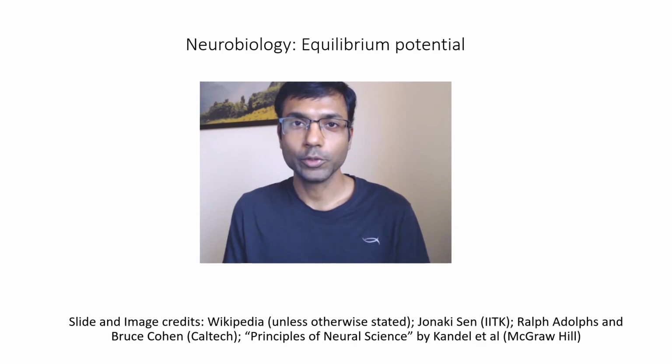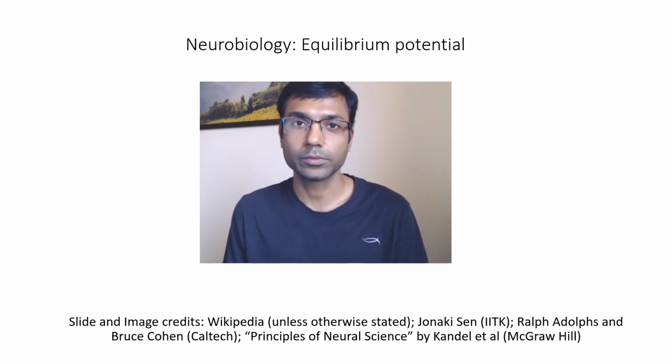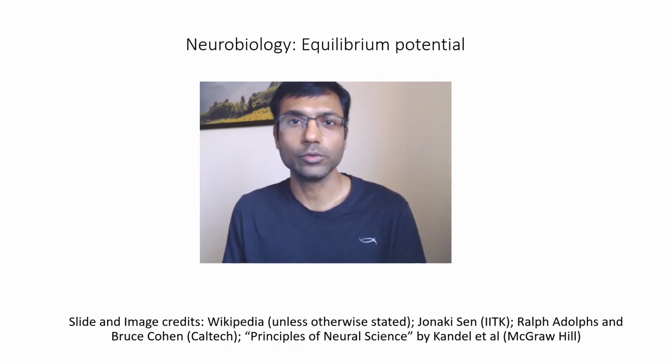Hi everyone, welcome to Neurobiology. We have been looking at membrane potential and various membrane properties in the last few videos. And we have always been saying that the membrane potential is usually around minus 65 or minus 70 millivolts. So let us now try to understand where this number comes from.